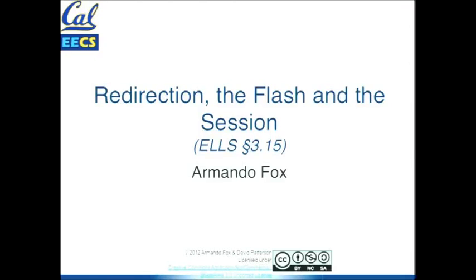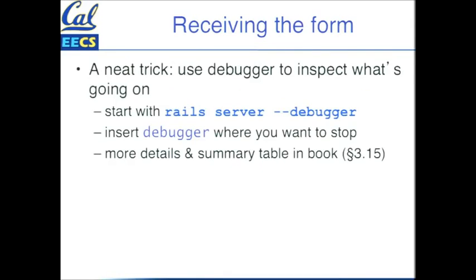So the next section we're going to talk about is redirection, flash, and session, and learn more about conventions. So when you receive the form, I told you that you get this params hash, right? And one thing we can actually do is use the debugger, the Ruby debugger, to see that params. So I'm actually going to do that.